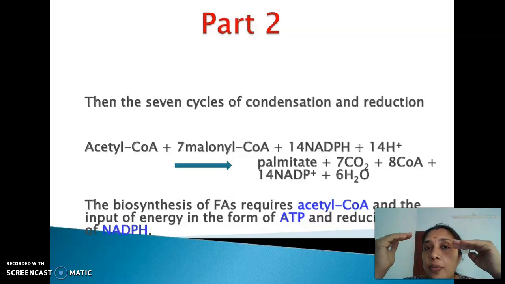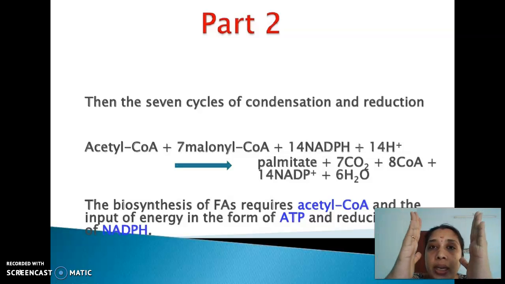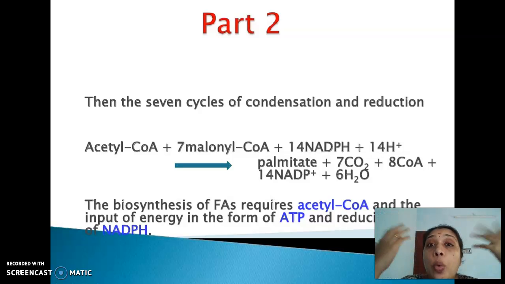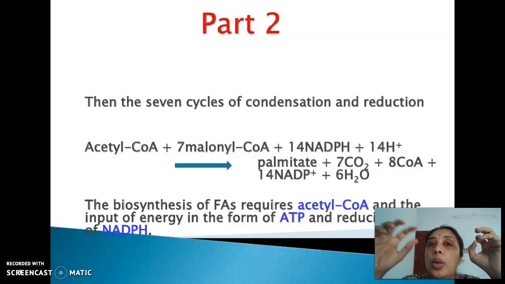So once these 4 steps are completed, what is happening? The 2 molecules are getting condensed. Clear? So condensed so that the 2 carbon molecule is now upgraded to a 4 carbon fatty acyl CoA. But this fatty acyl CoA is located on the pan-SH arm, right? So only the malonyl CoA always comes and gets fixed onto the pan-SH arm or the central thiol group.